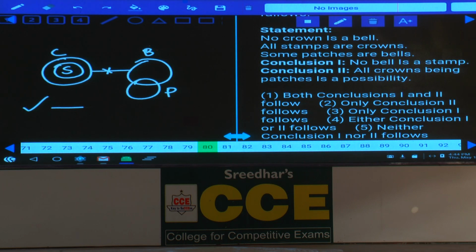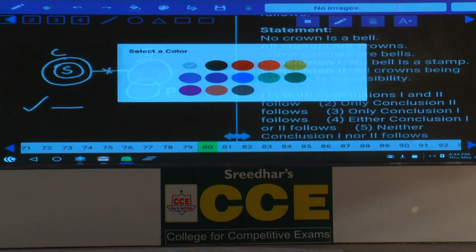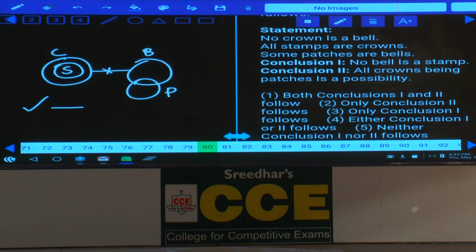Then the first one, no bell is a stamp. In order to make this one false, we need to prove some of the bells are stamps. Now tell me, is it possible to draw like this or not? Some bells are stamps? No. Because if you draw the bell like this, then no crown is bell will be false. Hence it is not possible. It will be true forever.